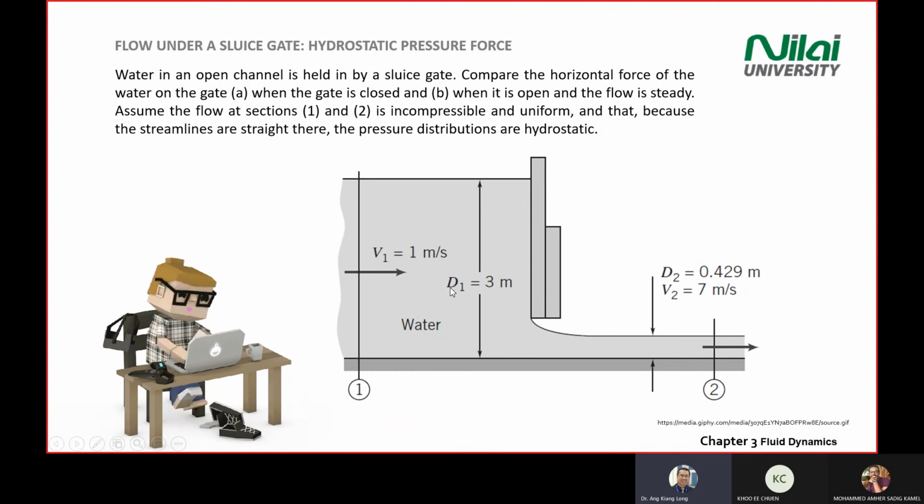In this case, we put D1. D refers to your Y or your H. For point 2, the velocity is 7 meters per second, and the height of the water here is 0.4 meters. All right. So we need to compare the horizontal force of the water at the gate when the gate is closed and when it's open. We have two scenarios to consider. What happens if we close the gate? What is the force felt by the gate here? And when it's open, what is the force at this region?